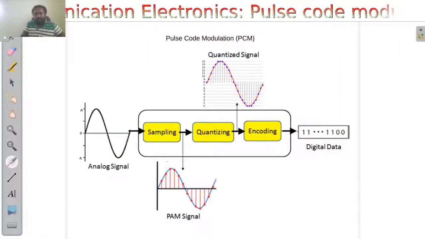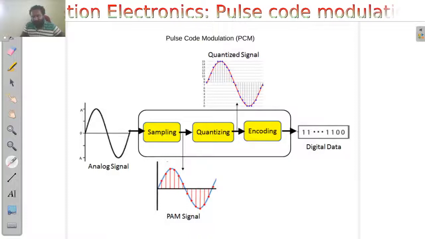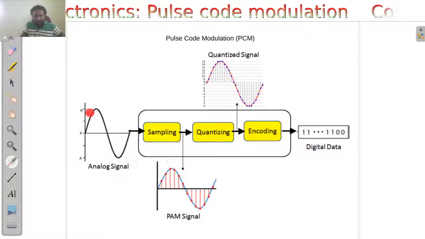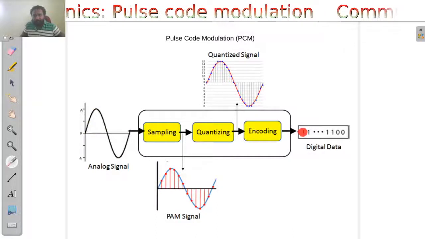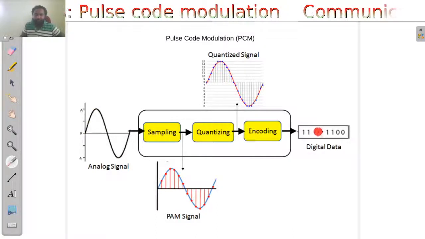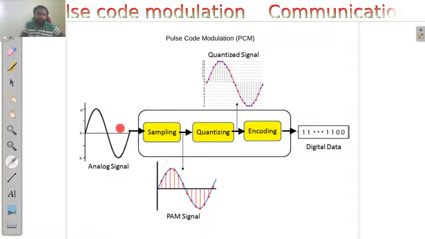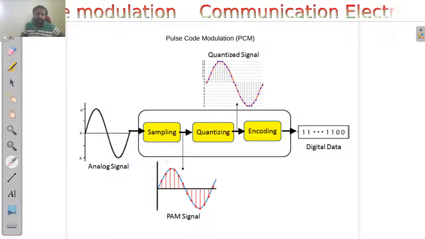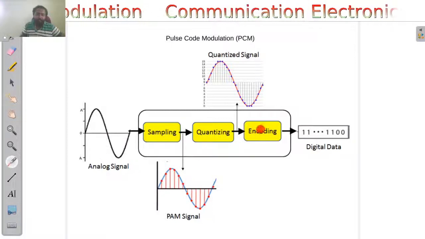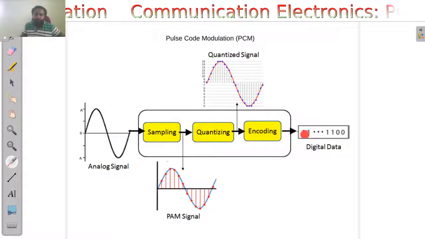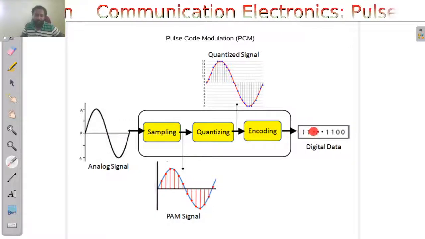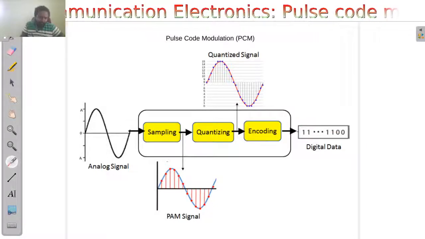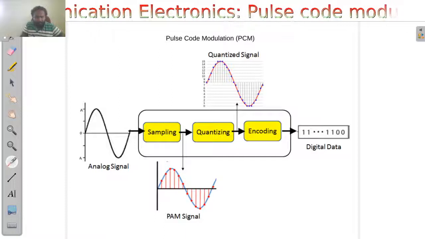Pulse code modulation is a digital pulse modulation technique where your analog varying signal will be converted to a set of digital data represented by ones and zeros. So the process consists of three steps. The first step is sampling, the second step is quantization, third step is encoding. After these three steps, you will be getting your digital data. So these numbers, the ones and zeros, will be transmitted. Okay. So the first step is sampling.